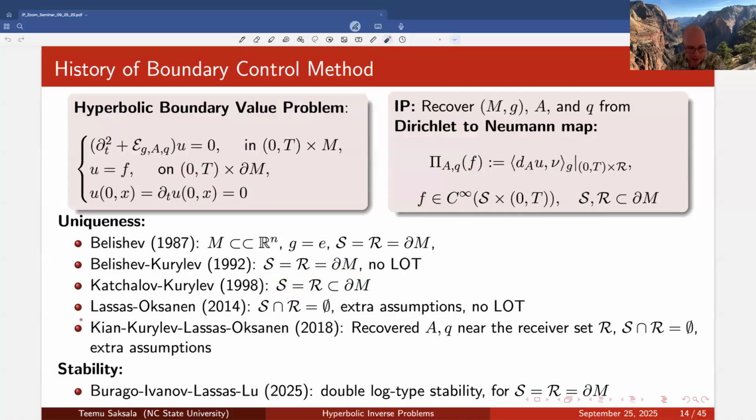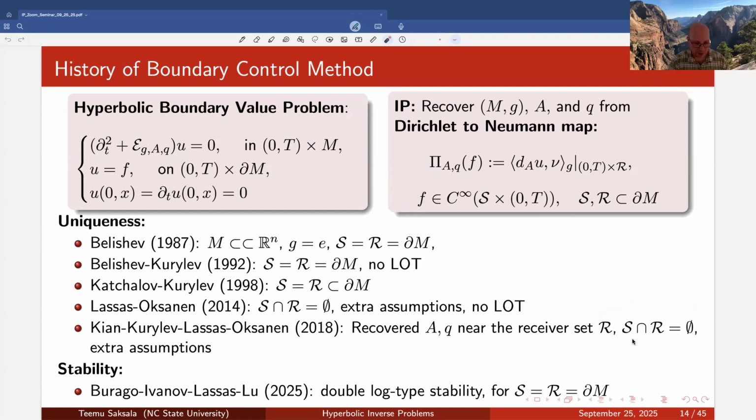Okay, and then a couple of years later, Lassas and Oksanen showed that actually you can let go of this assumption that you send the waves in the same set where you receive them, if you have some extra assumptions. And I will talk about these extra assumptions also later today. And also then Kian, Kurylev, Lassas, and Oksanen showed that, let's say you know that the metric is already recovered, can you do the same for the lower order terms under, again, similar extra assumptions in the case when the sets are disjoint? Okay, so this is the history of uniqueness.